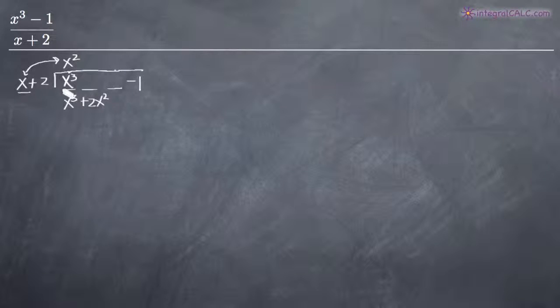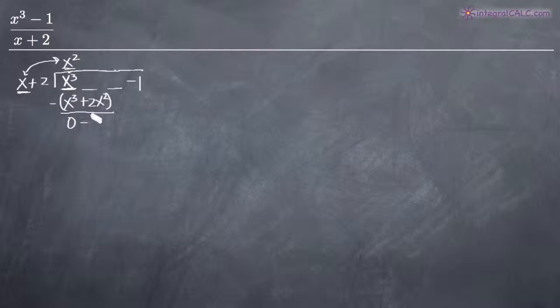So once we've multiplied through, we can go ahead and put parentheses around this. I think it makes it easier to see sometimes. And then we subtract, and we're always subtracting. So we get x cubed minus x cubed, which is 0, and that's the point of making sure that this term here multiplied by the term out in front gives us the first term inside the long division bracket, because we're trying to get things to cancel. So x cubed minus x cubed gives us 0.